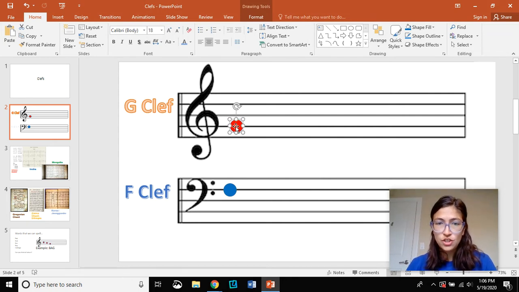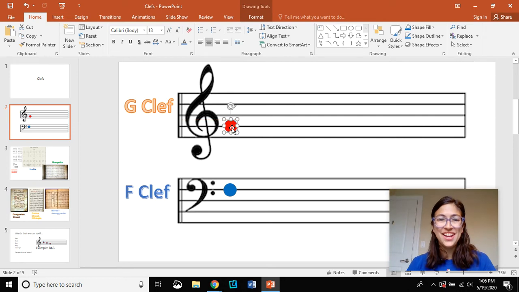So we have our G, A, B, C, D, E. We could move by skips. I'm going to go back to G. We could move up by skips: G, A, B, C, D, or down: G, F, E.